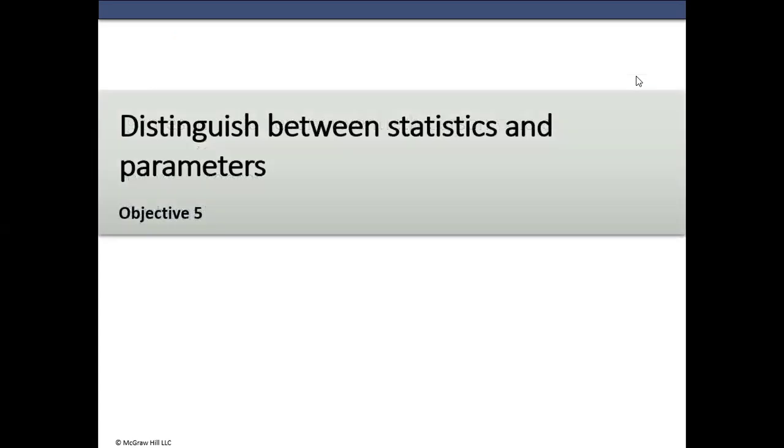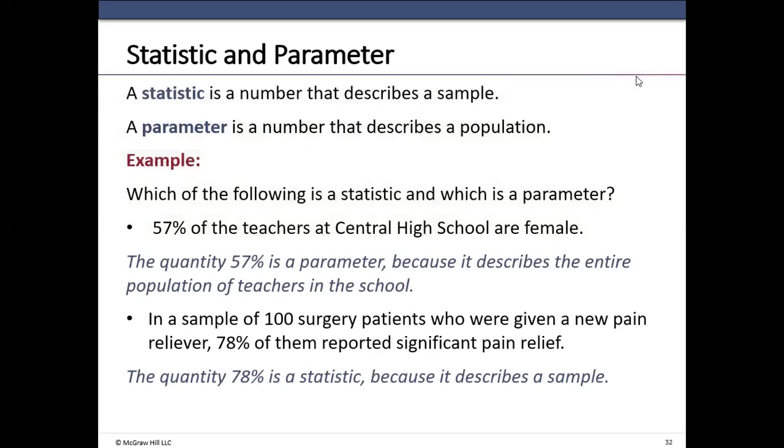Okay. Distinguish between statistic and parameter. Statistic begins with the letter S, is a characteristic of a sample, a number that describes a sample. Parameter begins with the letter P, is a number that describes a population. Which of the following is a statistic and which is a parameter? 57% of teachers at Central High are female. So this is a characteristic of the population of teachers. So this is a parameter. The quantity 57% is a parameter because it describes the entire population of teachers in the school.